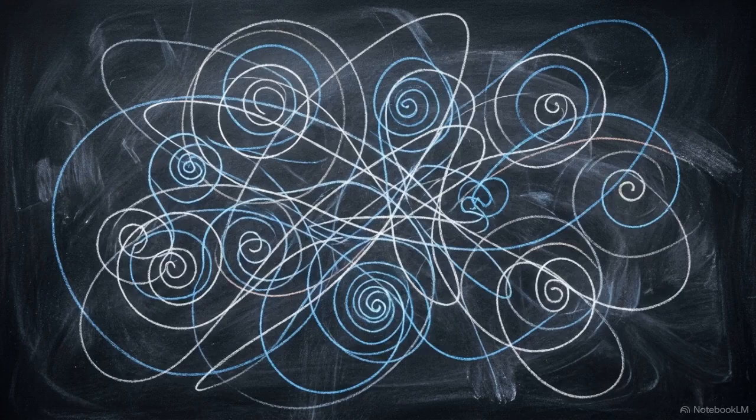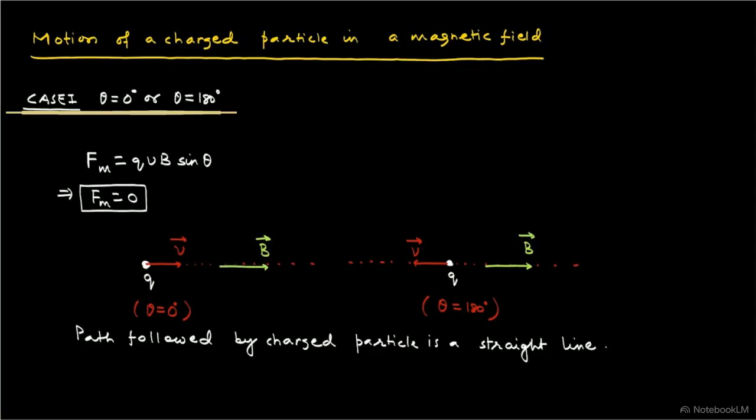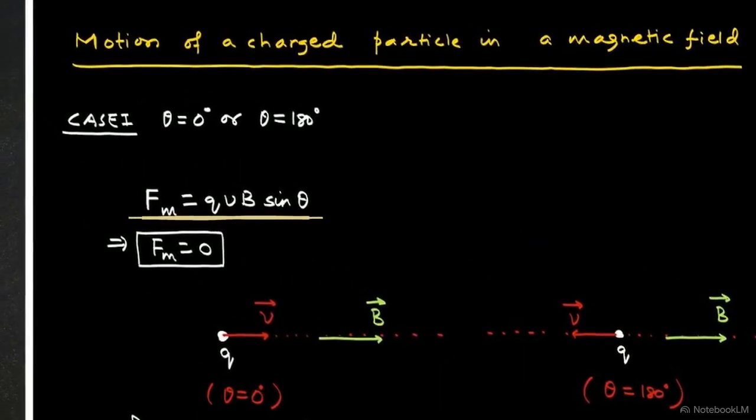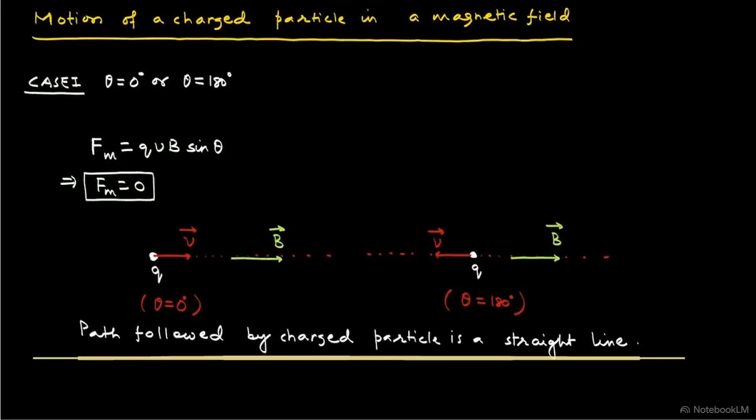While the tracks of subatomic particles might look chaotic, they are actually perfectly predictable geometric constructs, provided we know that entry angle. This outlines case 1, motion perfectly parallel at 0 degrees or anti-parallel at 180 degrees to the field. Magnetic force is charge times velocity times field strength multiplied by sine of the angle. Since sine of 0 or 180 is 0, the force is exactly 0. Linear momentum is conserved perfectly. The path remains a straight line.